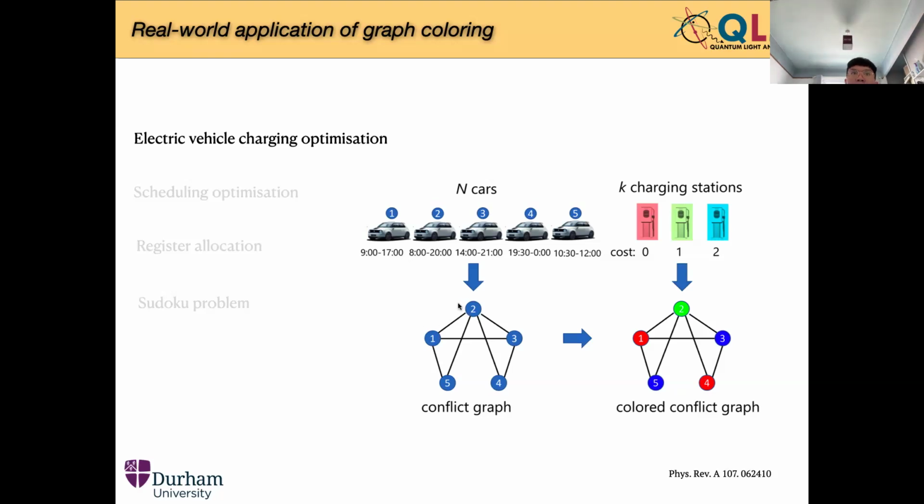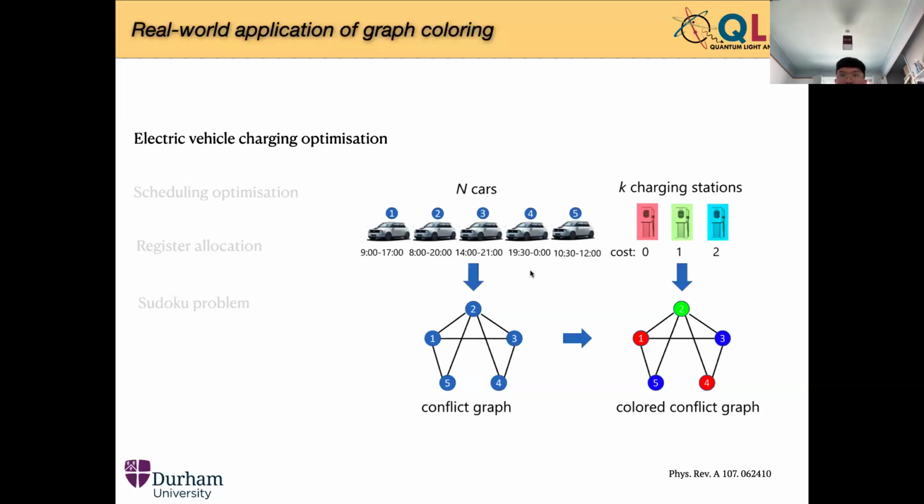with the edge connecting between them. So right now, the first and second car have the overlap time charging period. So we connect them to each other. And for every pair of these 5 cars that have overlapping charging periods, we will implement an edge between them like this one.